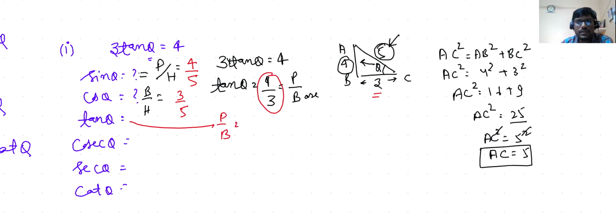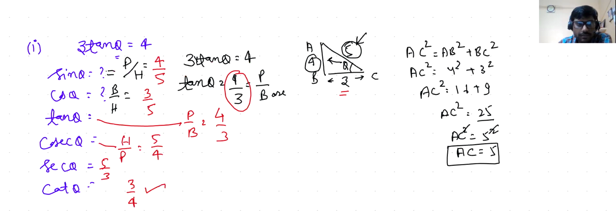Cosec theta is just the inverse of sine theta, so hypotenuse at the numerator and perpendicular at the denominator. So it must be 5 upon 4. Same goes for sec theta. It is the inverse of cos theta, so it must be 5 upon 3. Cot theta is the inverse of tan theta, so it is written as 3 upon 4. I hope you understood this concept. Should I move to the next?